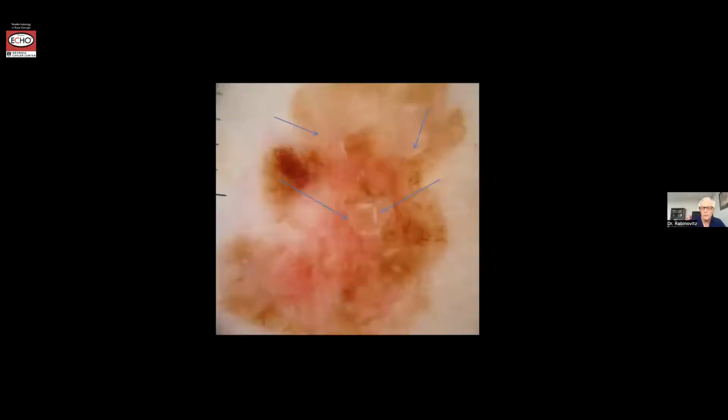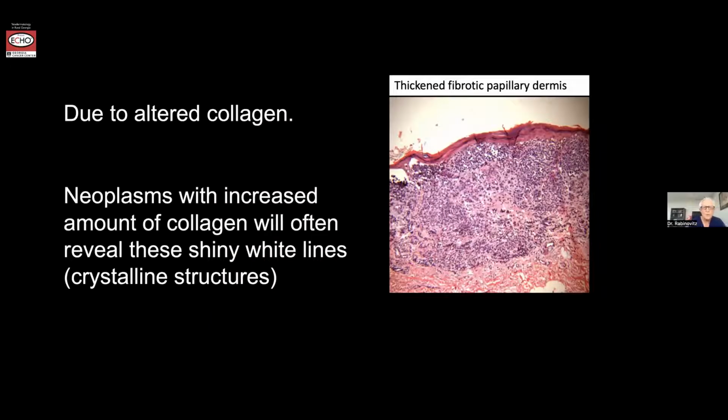So here we have this melanoma in the non-polarized mode. If we press the button on the side of the dermoscopy device, now we see the shiny white structures. And this tells us that this is a melanoma, which is most likely within the dermis as well. Non-polarized and polarized. And this shiny white structure is actually due to altered collagen. And what's been demonstrated is that neoplasms with increased amount of collagen will often reveal these shiny white structures.